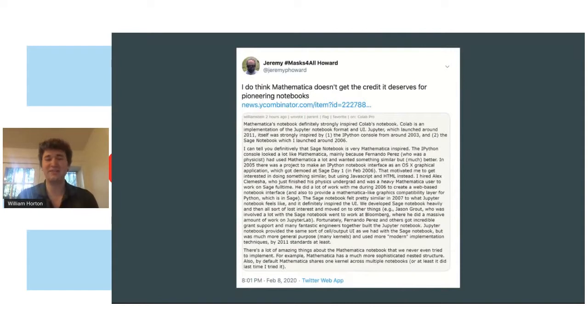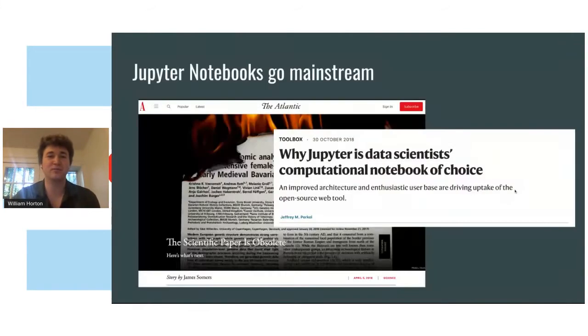Also, like a lot of things I do in programming, this was inspired by me going through my Twitter feed one day, and I came upon this tweet by the founder of Fast AI, and he said, "I do think Mathematica doesn't get the credit it deserves for pioneering notebooks." And there's also this whole comment from the creator of Sage, which is another thing I'll talk about later in the talk. And so this also got me thinking, and I was like, I don't know where this tool came from at all. I don't know how we came to the point where people wanted to put code and text and visualizations all together. And so I thought it would be a cool thing to learn more about.